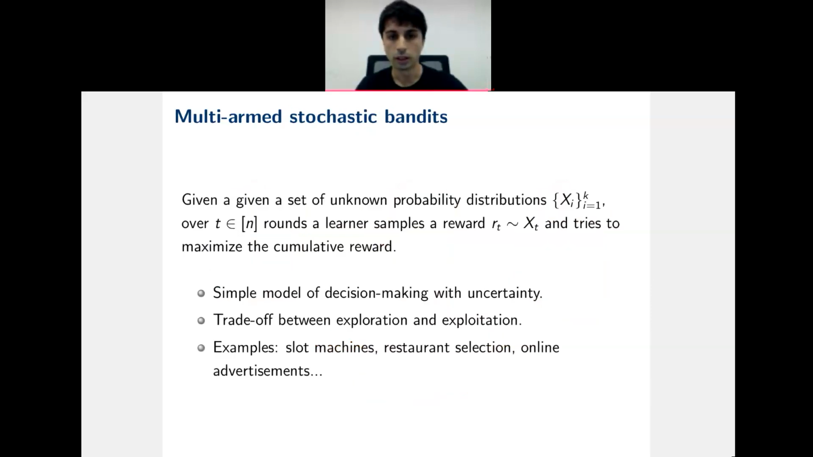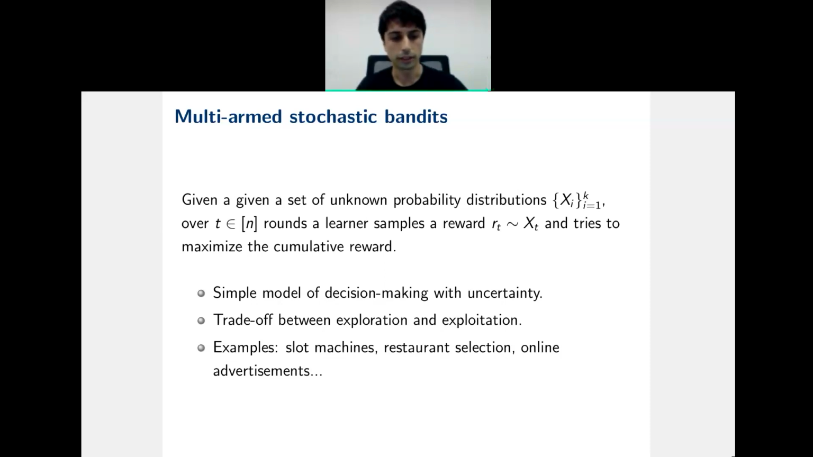More formally, we can formulate the multi-armed stochastic bandit problem as follows: we are given a set of unknown probability distributions, X_i from 1 to K, and we have a learner that over n rounds interacts with these probability distributions. It selects one of these probability distributions and samples a reward. The objective of the learner is to maximize the total cumulative reward. This is one of the simple models of decision making with uncertainty. And as I said before, it's a trade-off between exploration and exploitation.